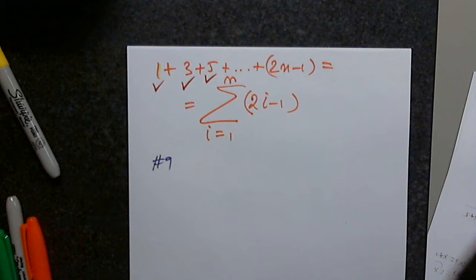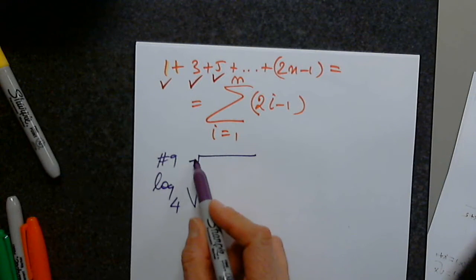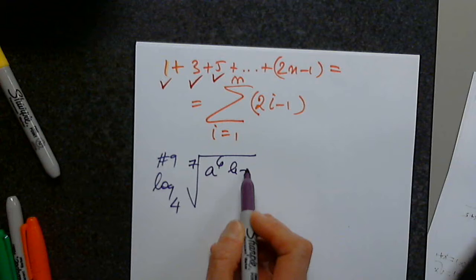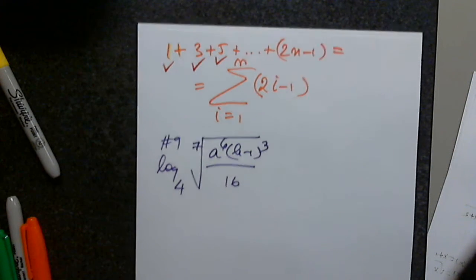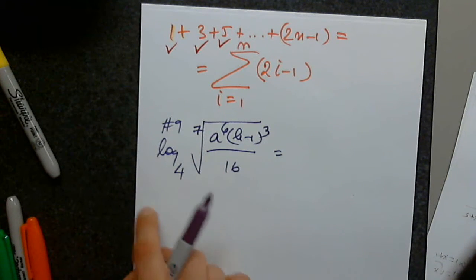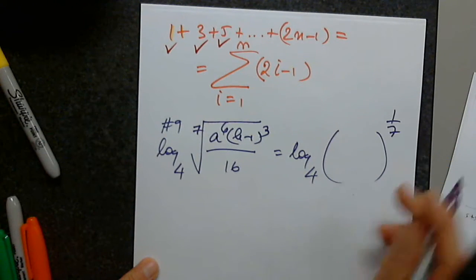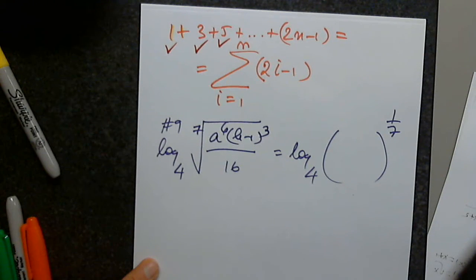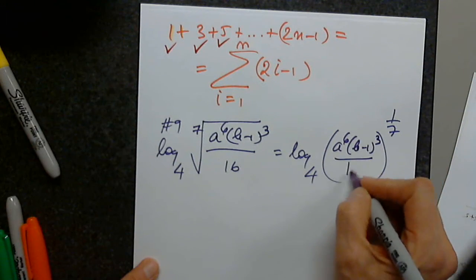Number 9. Okay, so we have log base 4 of the 7th root of a to the 6th, b minus 1 to the 3rd, everything divided by 16. Perfect. So first of all, I have to use only 3 properties. If I have a power, I have to take the number in front. So this is log base 4 of something raised to 1 over 7, because it's the 7th root. So a to the 6th, b minus 1 to the 3rd divided by 16.